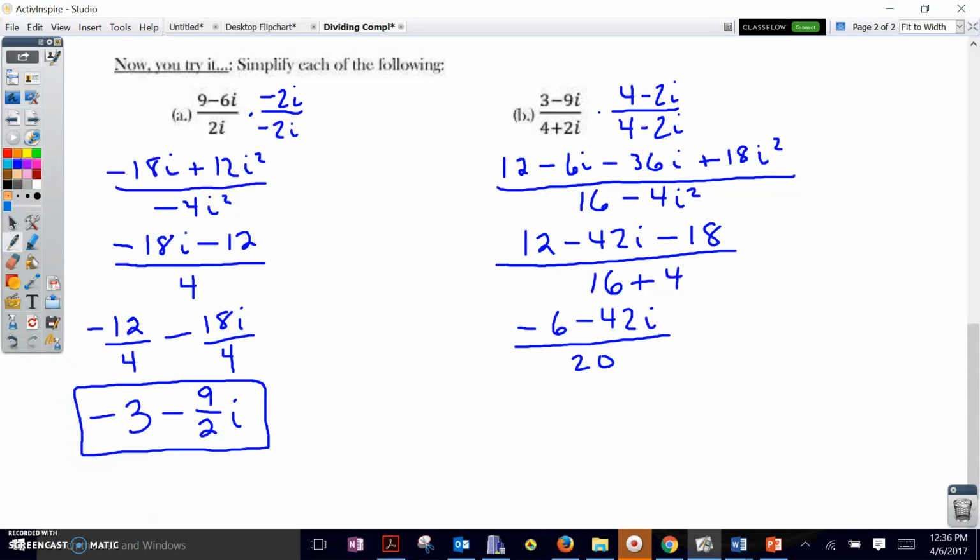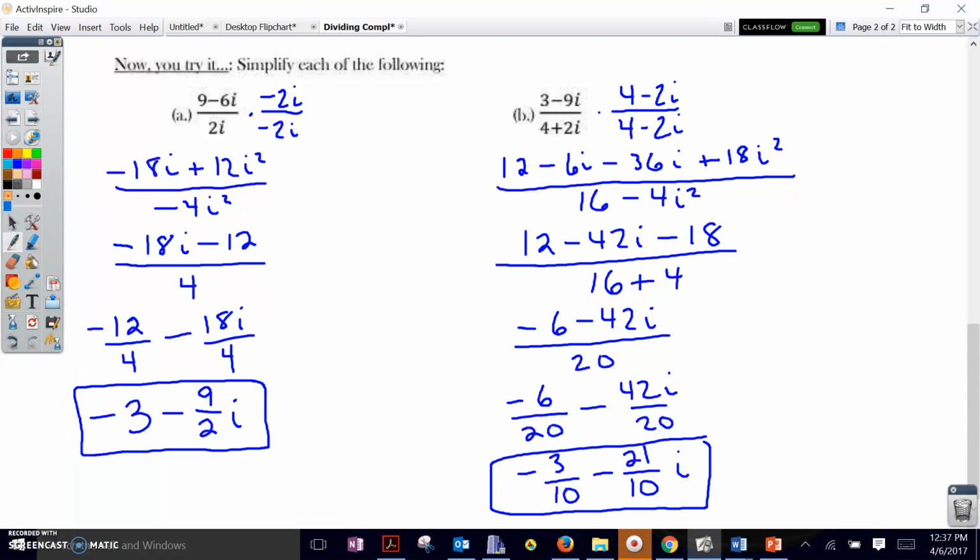And I'm again going to split these into two fractions. Negative 6 over 20 minus 42i over 20. And reduce. It's negative 3 over 10 and negative 21 over 10i. And there's our final answer.